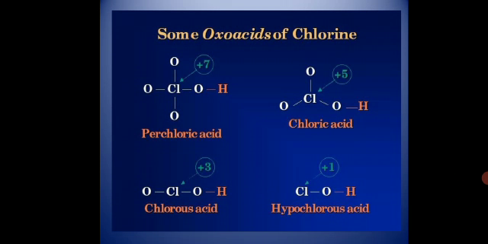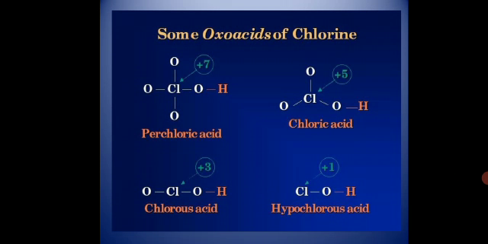The salts of halic acids are called halates. Like sodium and potassium chlorate, they are prepared on a large scale in this way. Potassium chlorate, KClO3, is used in fireworks and safety matches. Now, the salts of perhalic acids are called perhalates.